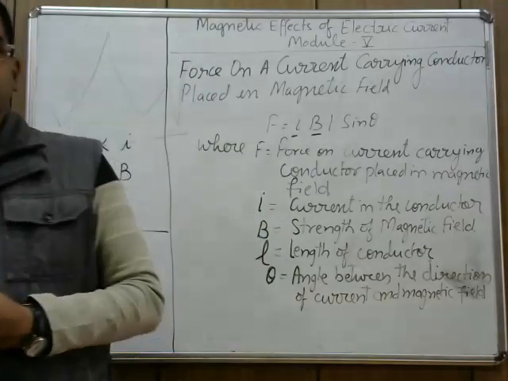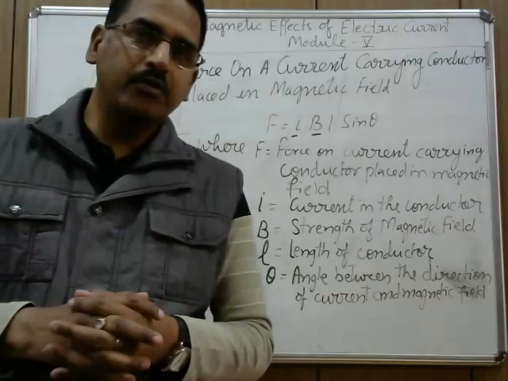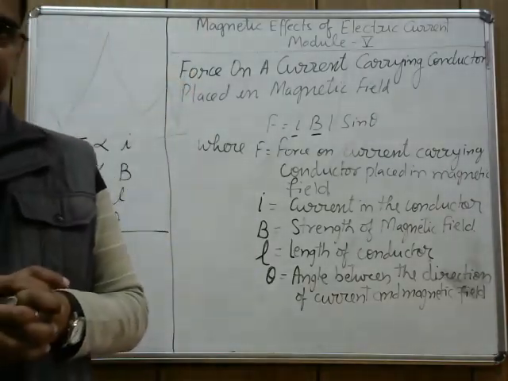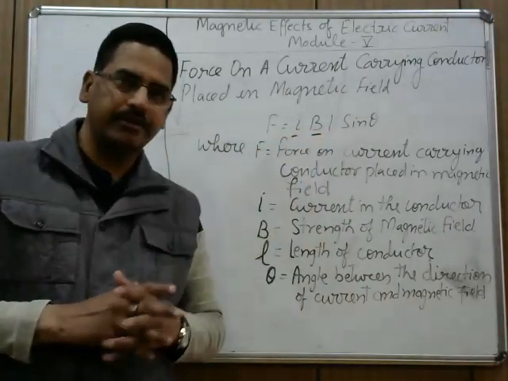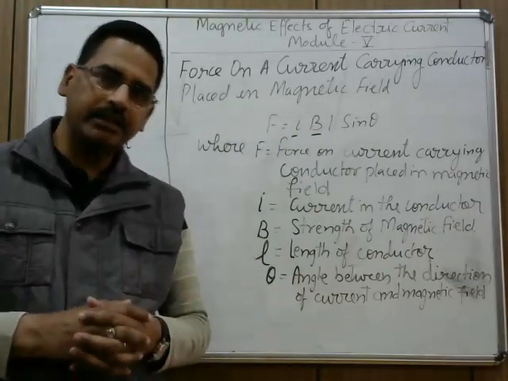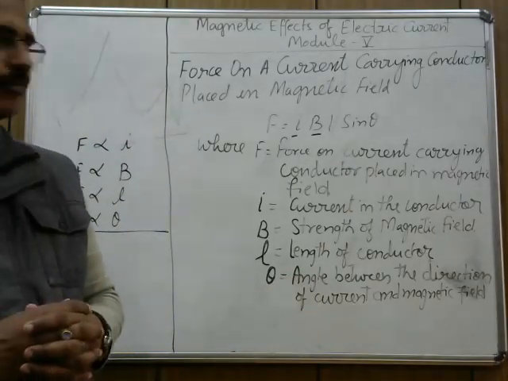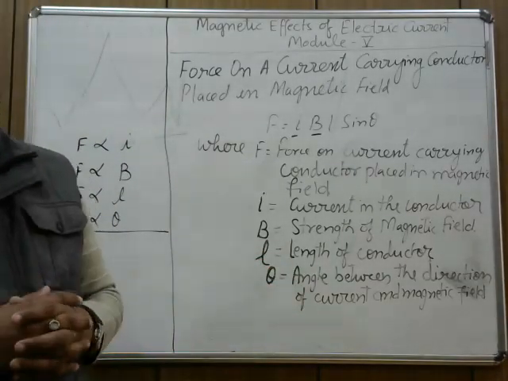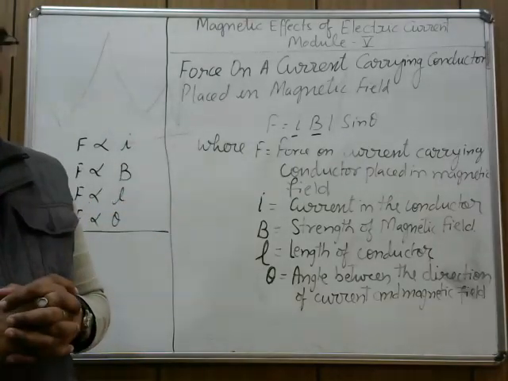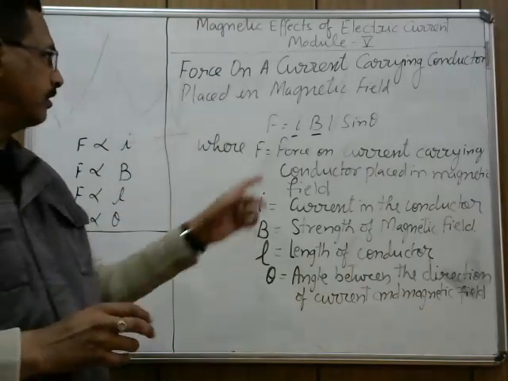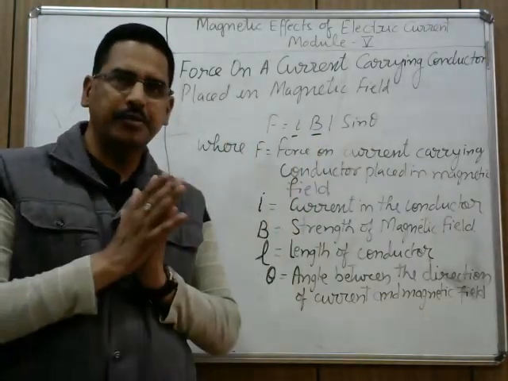Another question is, what is the maximum value of force and when is it? Now, if you keep three factors constant, current in the conductor is kept same, strength of magnetic field is also not changing, and length of the conductor is also fixed, then you can see force is directly proportional to angle.